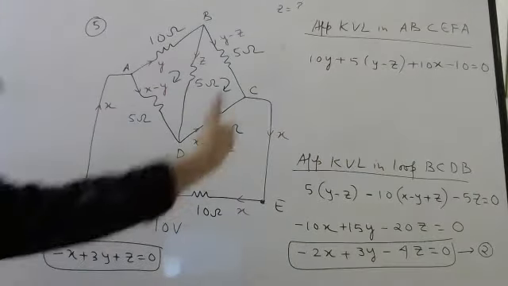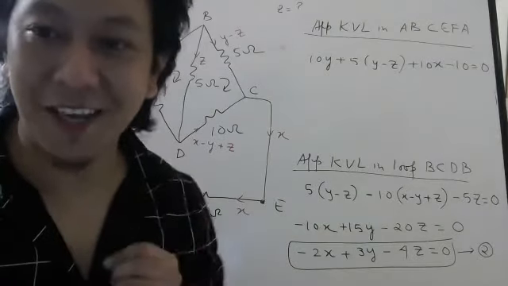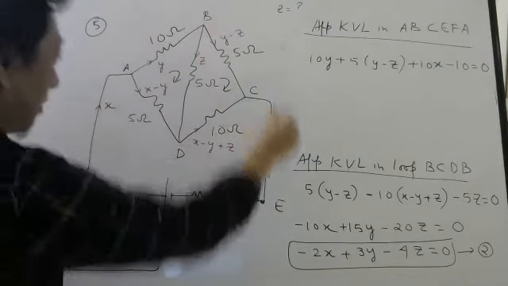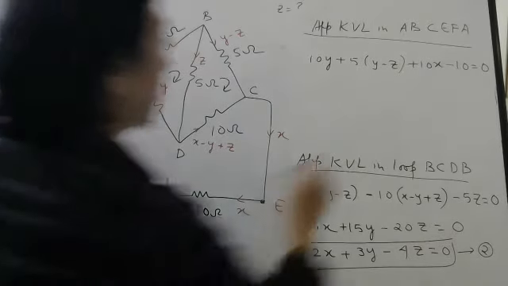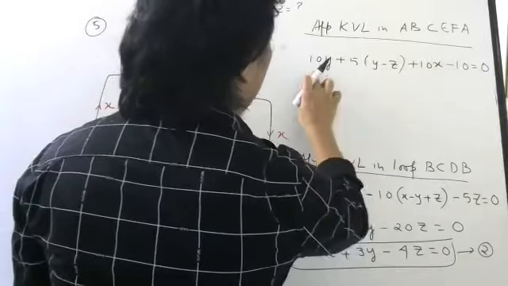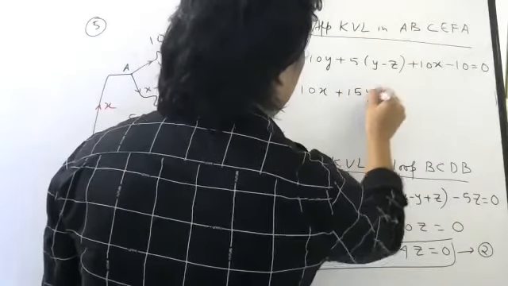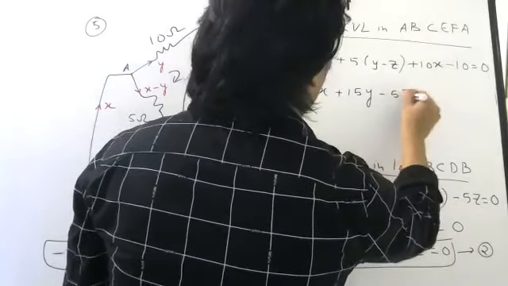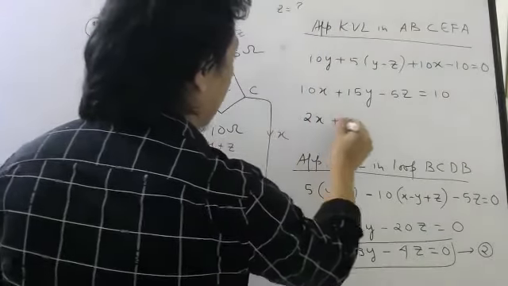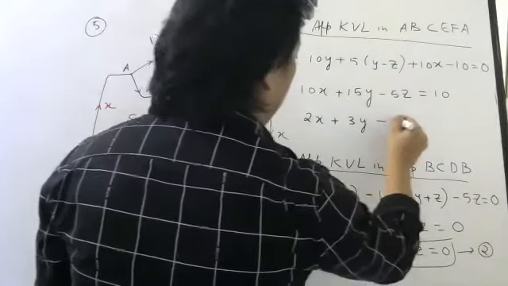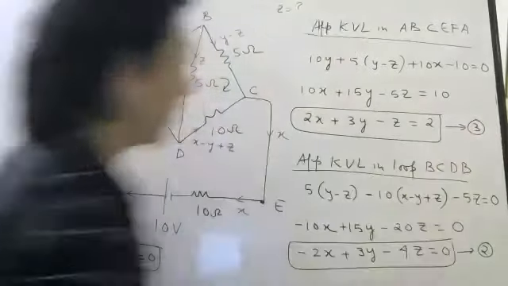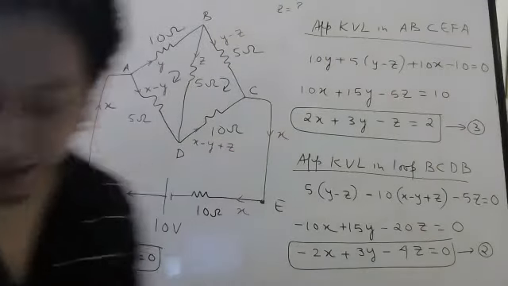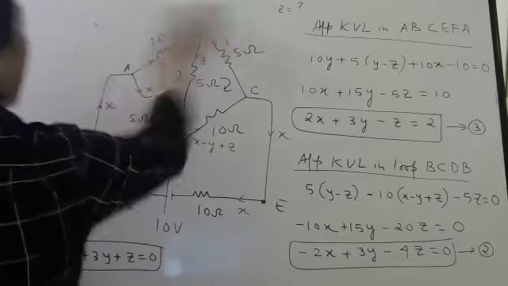Everybody understood? This time I did without explanation. Many times I have already explained. Drop positive, drop positive, drop positive, rise negative. For battery it is rise. Then how much will I get? 10X, 10Y plus 5Y, 15Y, minus 5Z. And this minus 10 I will take that side, plus 10. Let me divide by 5 again. 2X plus 3Y minus Z equals 2. Equation 3. Check once, students, correct or not correct. So now diagram, please get out now.